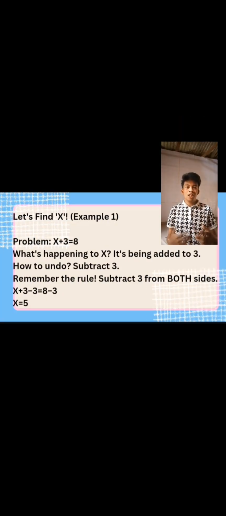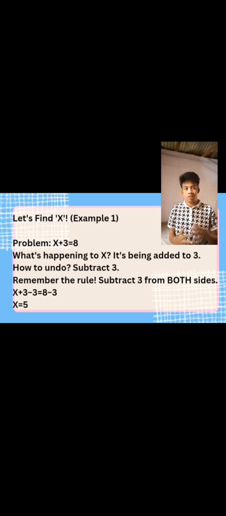Okay, let's try our first mission. We have X plus 3 equals 8. Let's see what happened to our X. It has 3 added to it. So, to undo that, our opposite operation is to subtract 3. And because we're math detectives who keep things fair, we subtract 3 from both sides of the equation. That leaves us X equals 5.